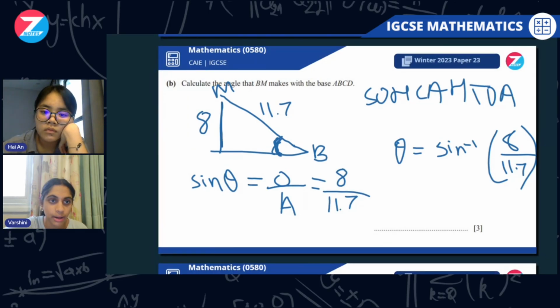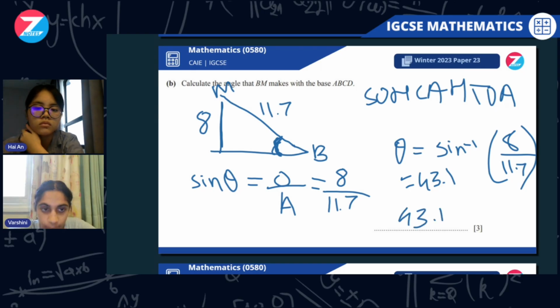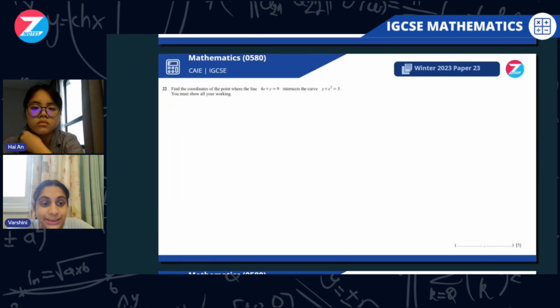Yeah, you should get 43.1 or something similar. There's a range in the marking scheme, I think. But I got 43.13, which we round off to three significant figures always. 43.1. Okay, question 22. So it's a different part.